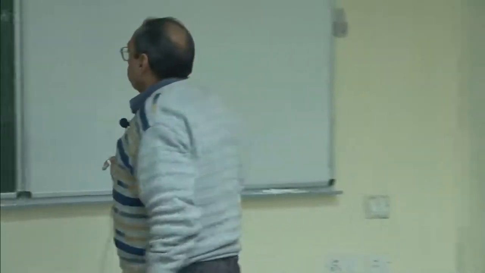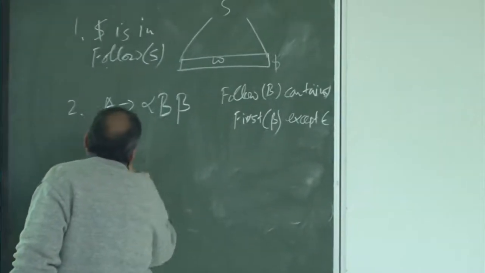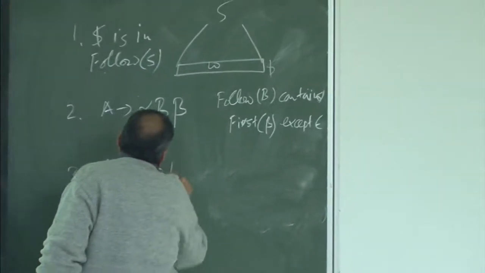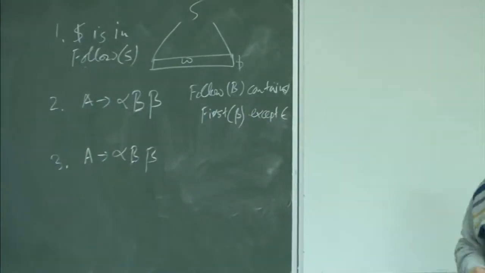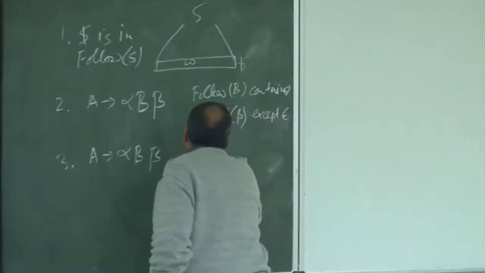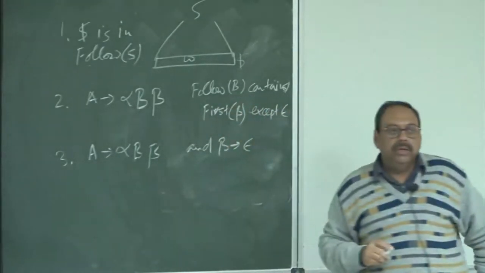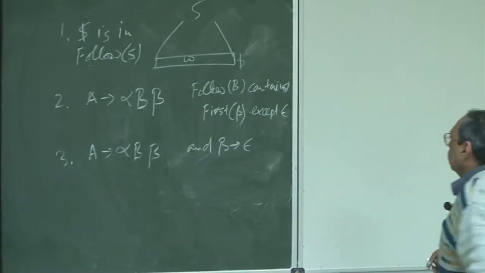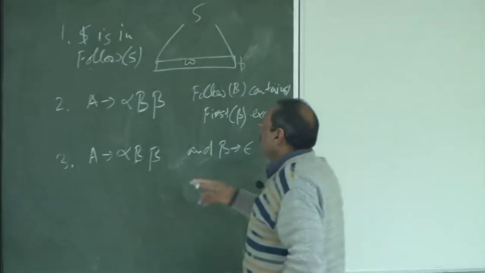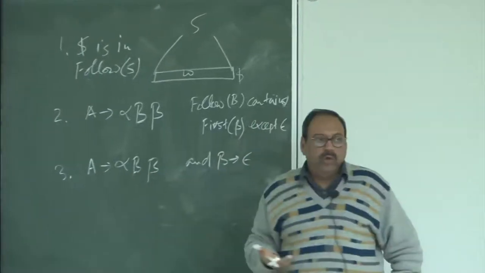Okay, next rule, next pattern. If I have a pattern like this, and beta derives epsilon, okay, then what will happen? I'll now say that follow of B contains whatever is in follow of A.